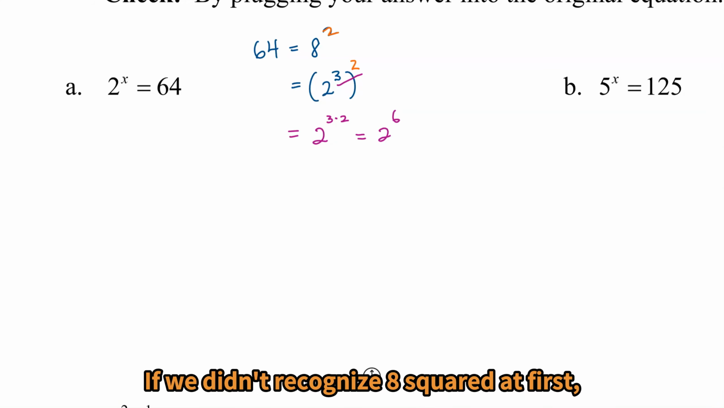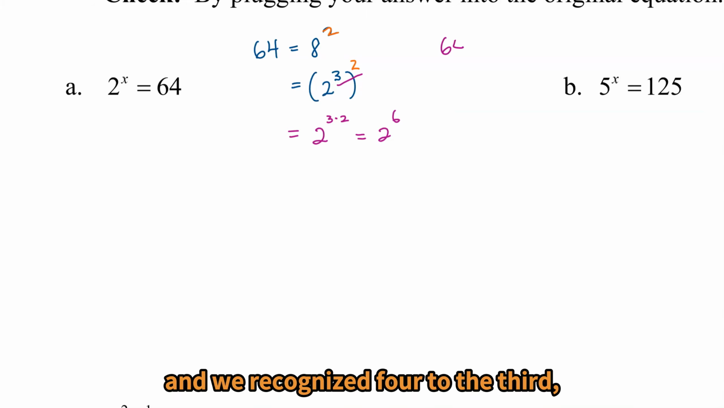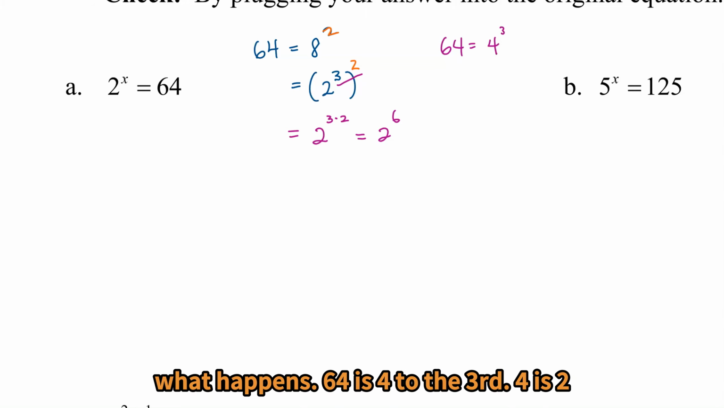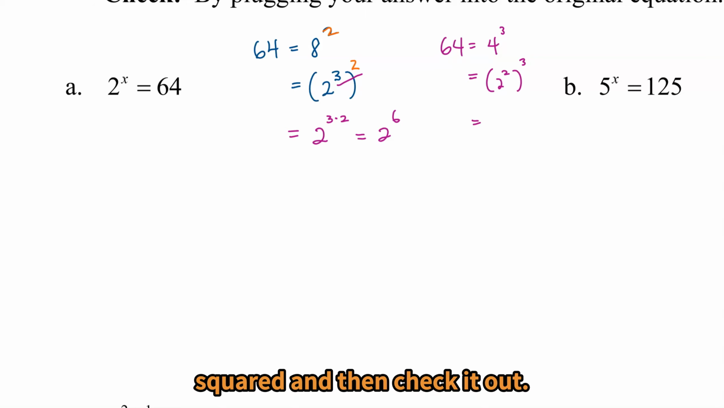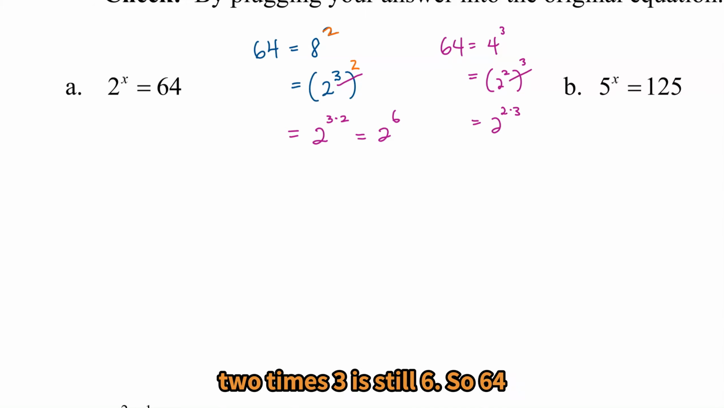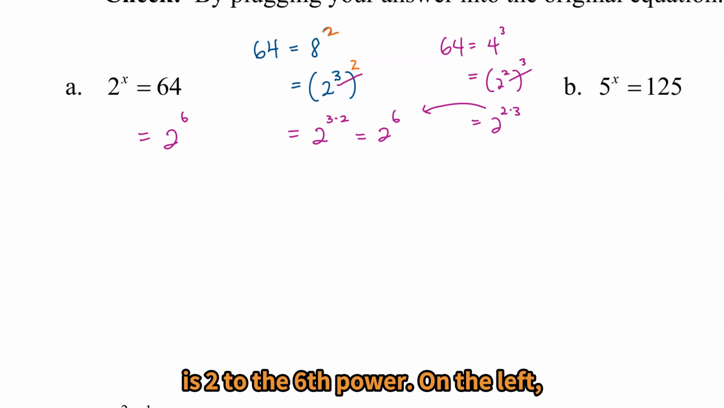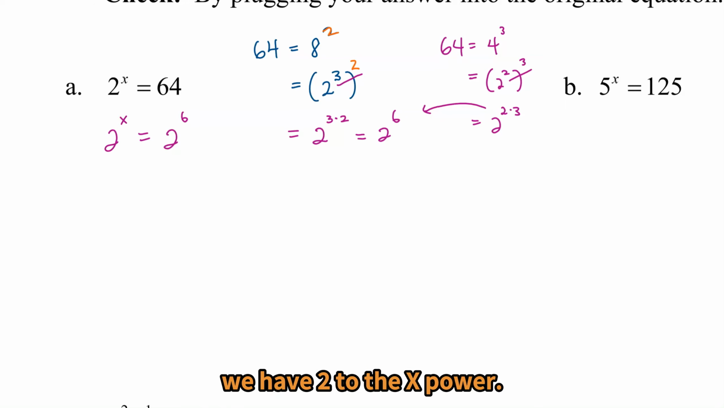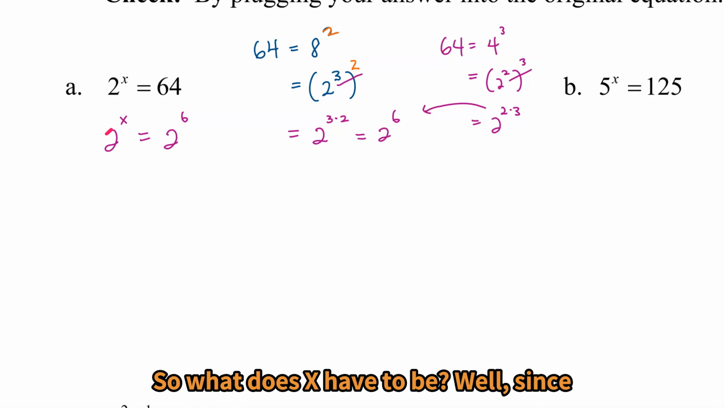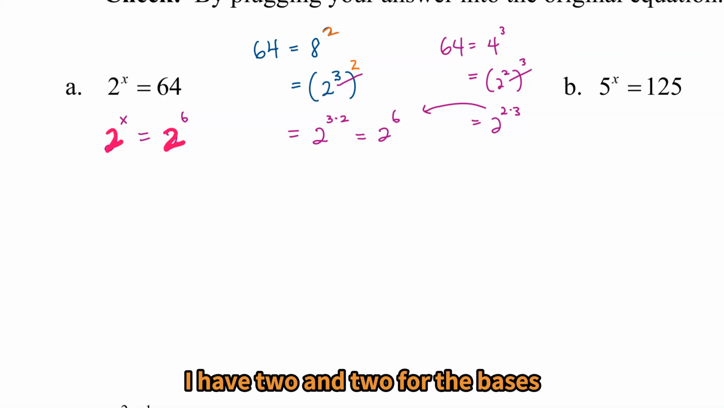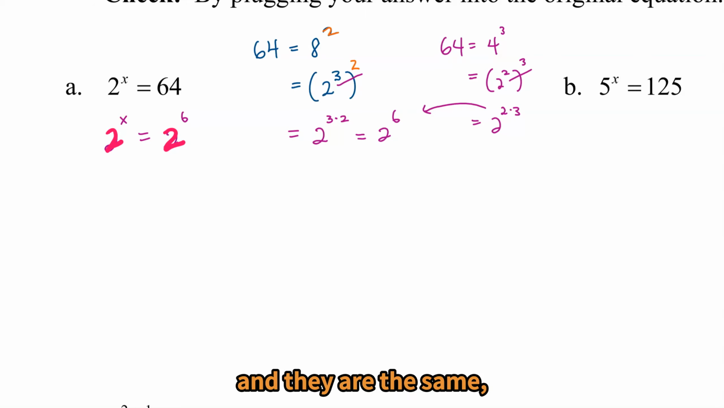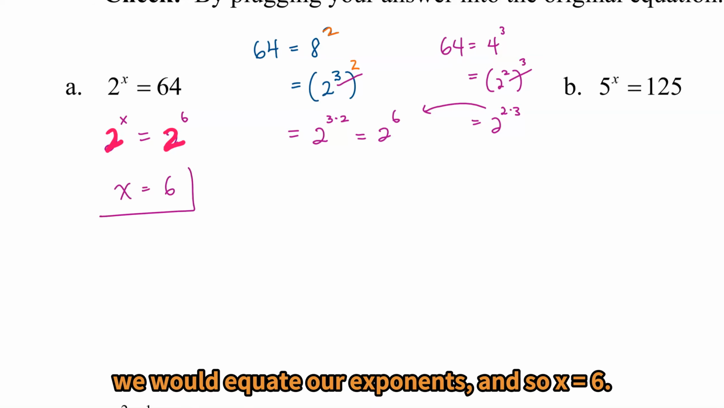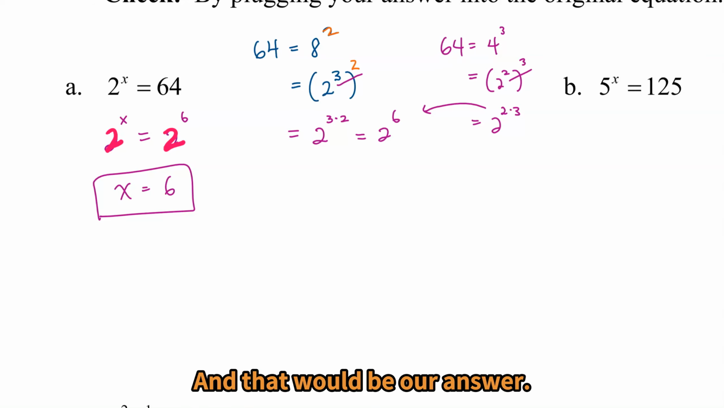If we didn't recognize 8 squared at first, and we recognized 4 to the third, that's actually okay too. Watch what happens. 64 is 4 to the third. 4 is 2 squared. And then check it out. If we multiply exponents together, 2 times 3 is still 6. So 64 is 2 to the 6th power. On the left, we have 2 to the x power. So what does x have to be? Well, since I have 2 and 2 for the bases, and they are the same, we would equate our exponents. And so x equals 6. And that would be our answer.